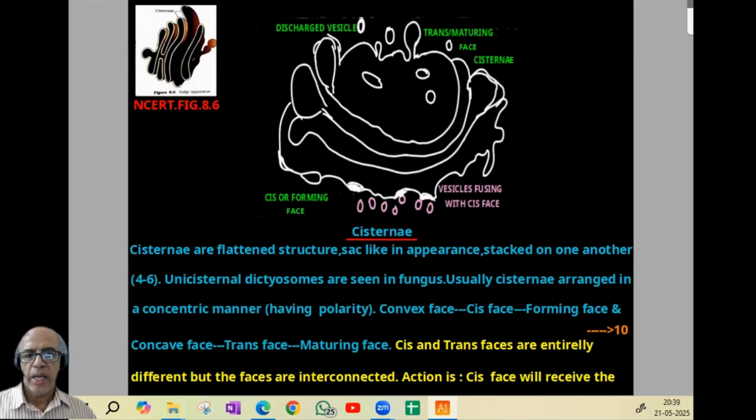In the diagram you can find them having polarity. Convex phase, otherwise called cis phase or forming phase, and concave phase, otherwise called trans phase or maturing phase. Cis and trans phases are entirely different, but the phases are interconnected. The cis phase will receive content like transitional vesicles from ER. After different procedures it reaches the maturing phase and is budded off. I think that is how this phase works.